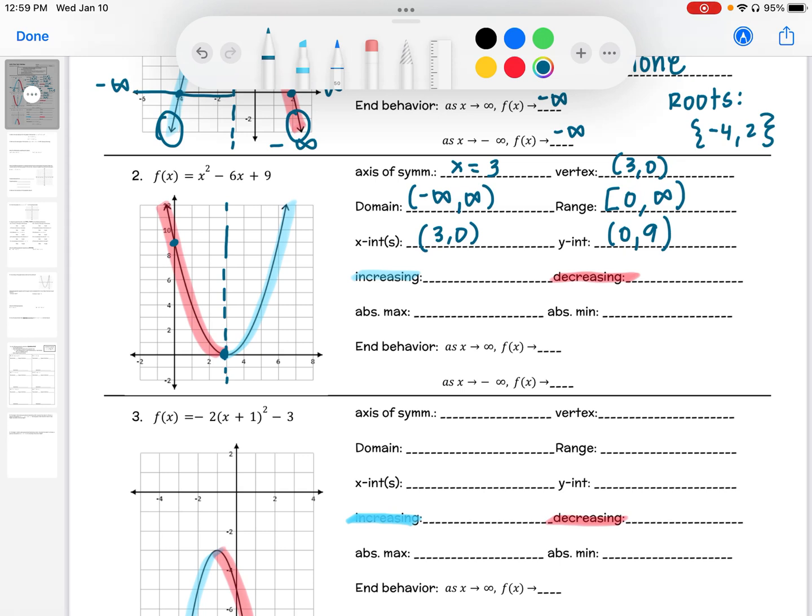Increasing, so this time our right half of our graph is increasing. So from 3 to infinity, our graph is increasing. Remember, this number right here should always be the x value of your vertex. And then decreasing would be the opposite side, so -infinity to 3. Absolute max, we have none. Absolute minimum would be 0 at x equals 3. End behavior, both ends are going up, so we have infinity, infinity.